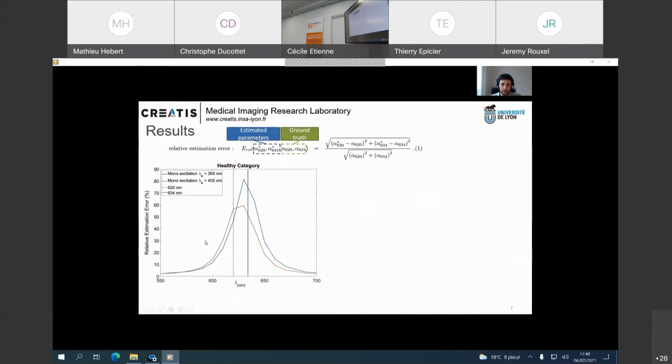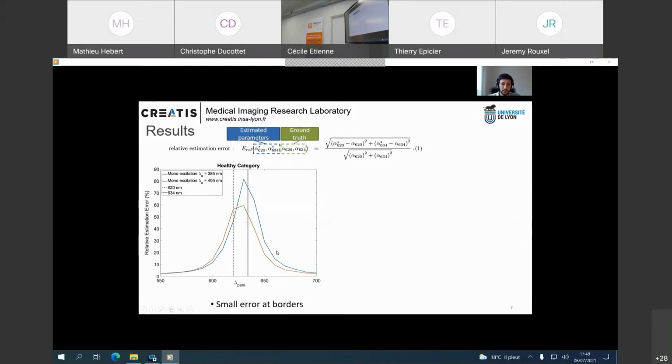You can see plots of relative estimation error of the two mono-excitation models. The mono-excitation model at 405 nanometers estimates with highest accuracy PpIX 634 contribution, even if there is another fluorescence spectra implied. And the model of mono-excitation at 385 nanometers estimates with highest accuracy PpIX 620 contribution, even if there is other fluorescence spectra implied.